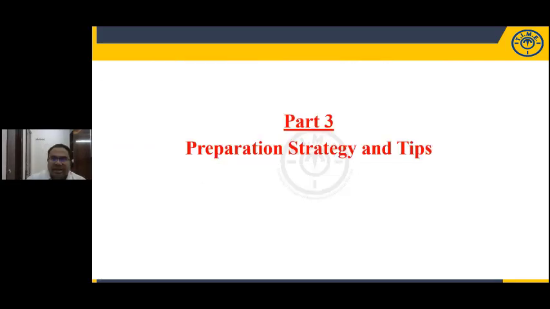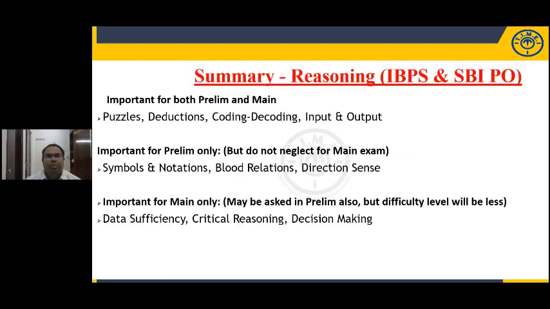Let us look at part 3, preparation strategy and tips. I'll show you the important topics. I will not get into the topic-wise breakup, so as not to confuse you. I've given a summary. For IBPS and SBI PO, important for both prelim and main exam: puzzles, deductions, coding-decoding, input-output. Prelim exam only: symbol notation, blood relation, direction sets. Important for main exam only, generally appearing in the main exam: data sufficiency, critical reasoning, decision making.